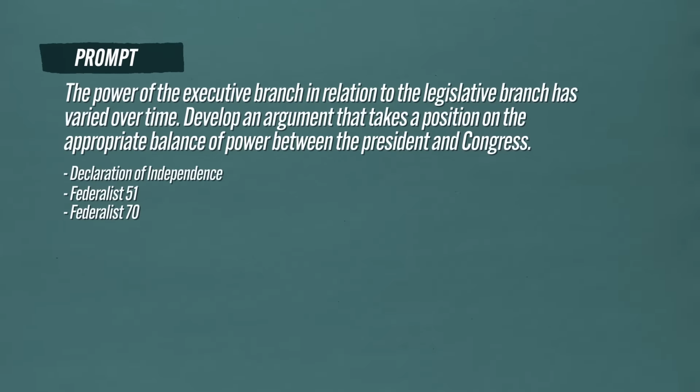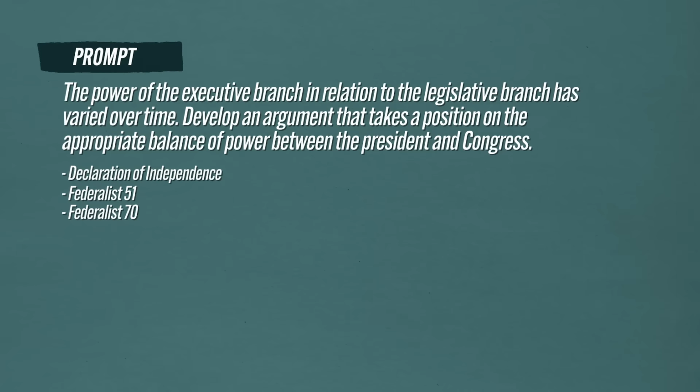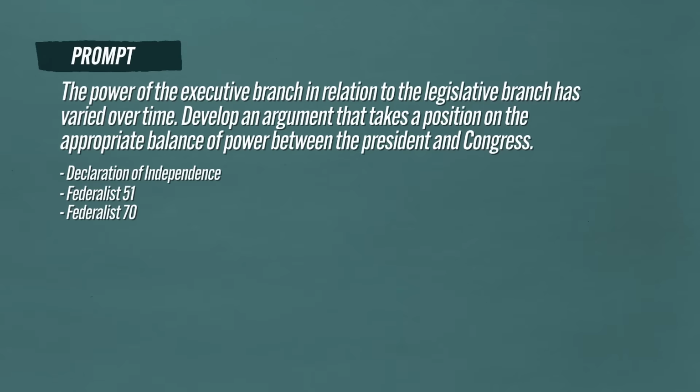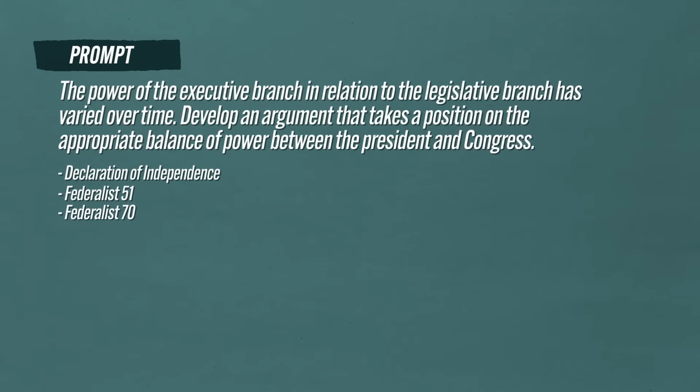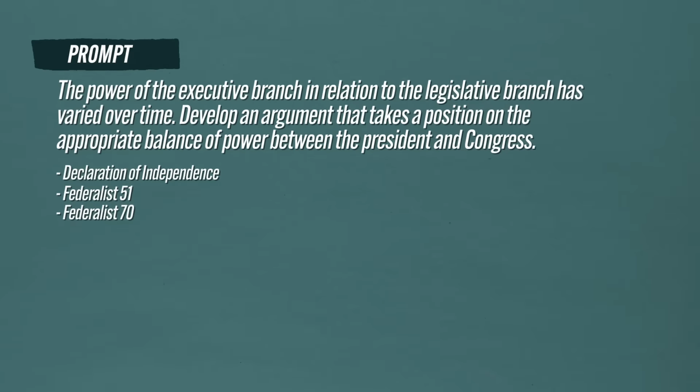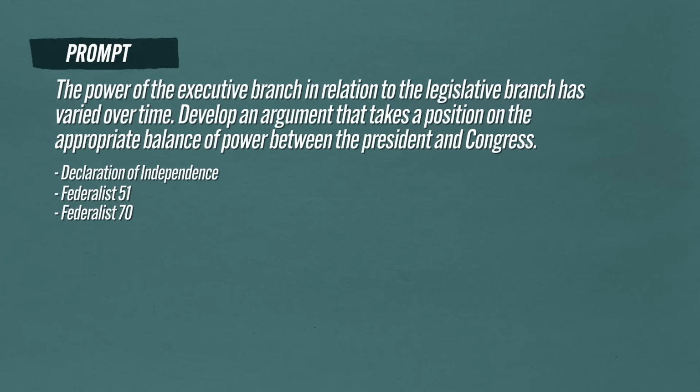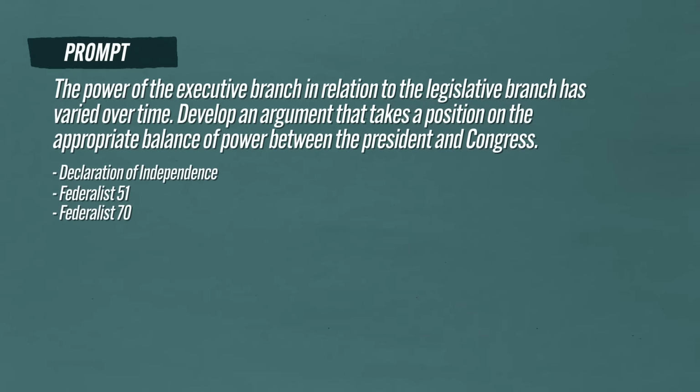Here's the prompt we're going to consider. The power of the executive branch in relation to the legislative branch has varied over time. Develop an argument that takes a position on the appropriate balance of power between the President and the Congress. And then they give you three documents you could potentially use for evidence: the Declaration of Independence, Federalist 51, and Federalist 70. Now let's look at some theses and try to determine whether they earn the point.